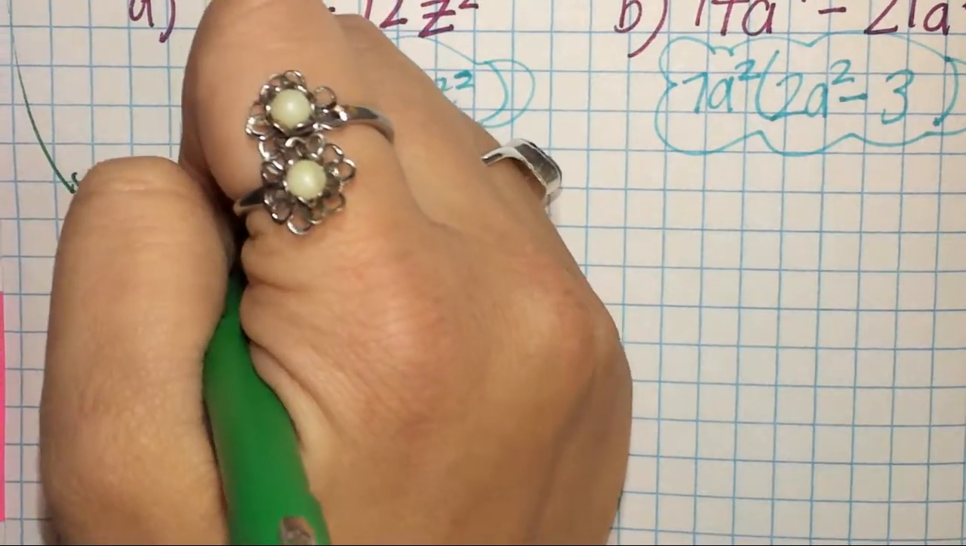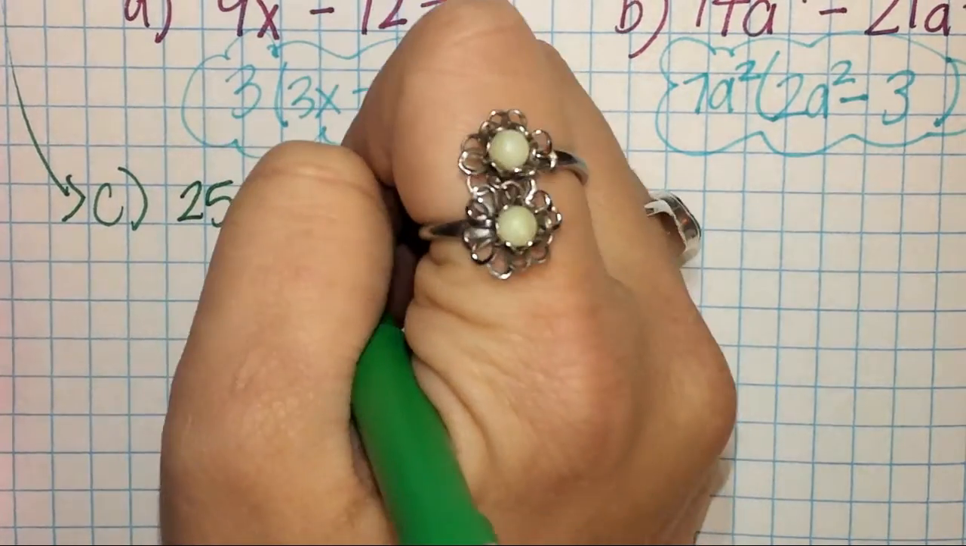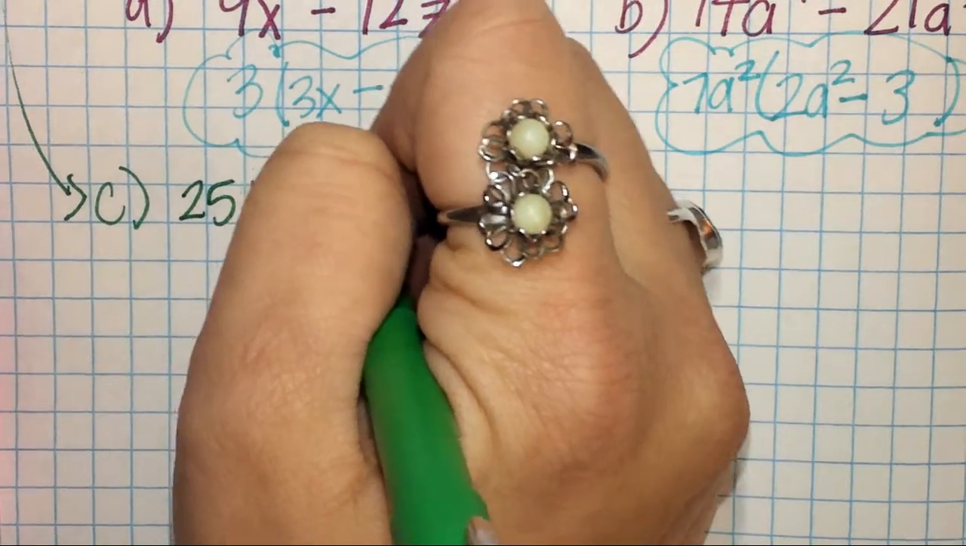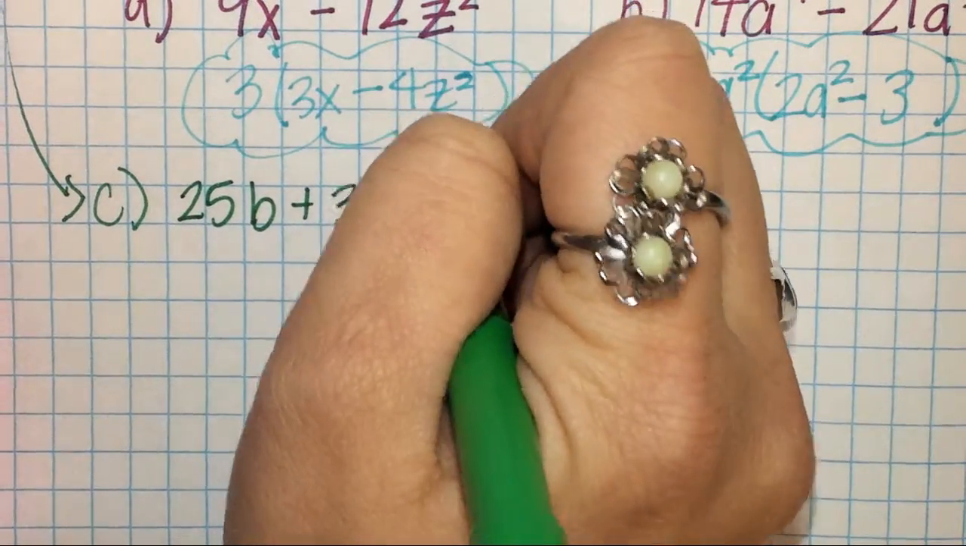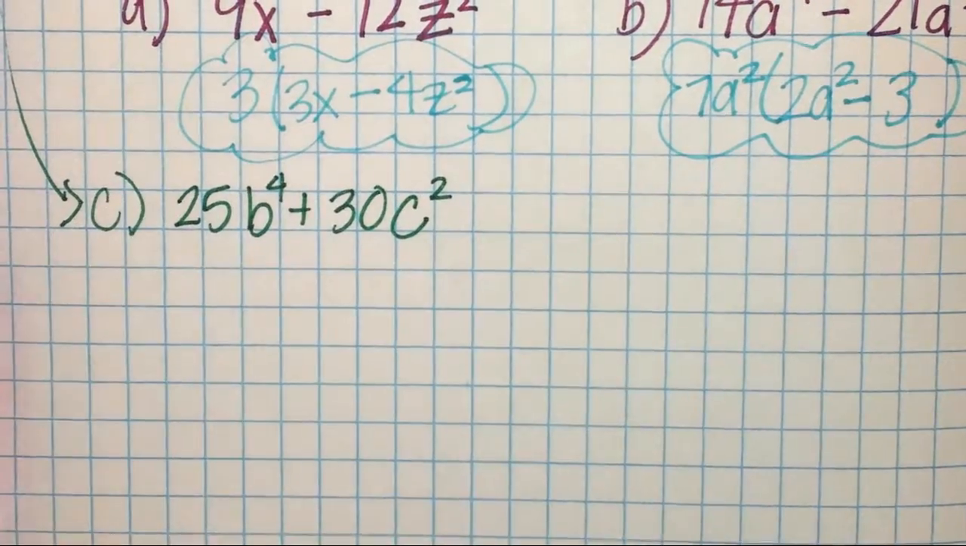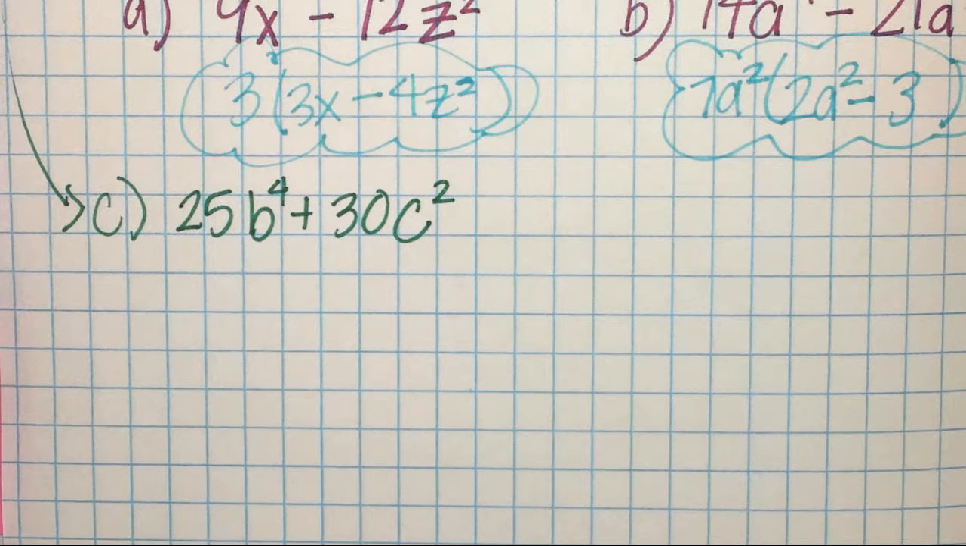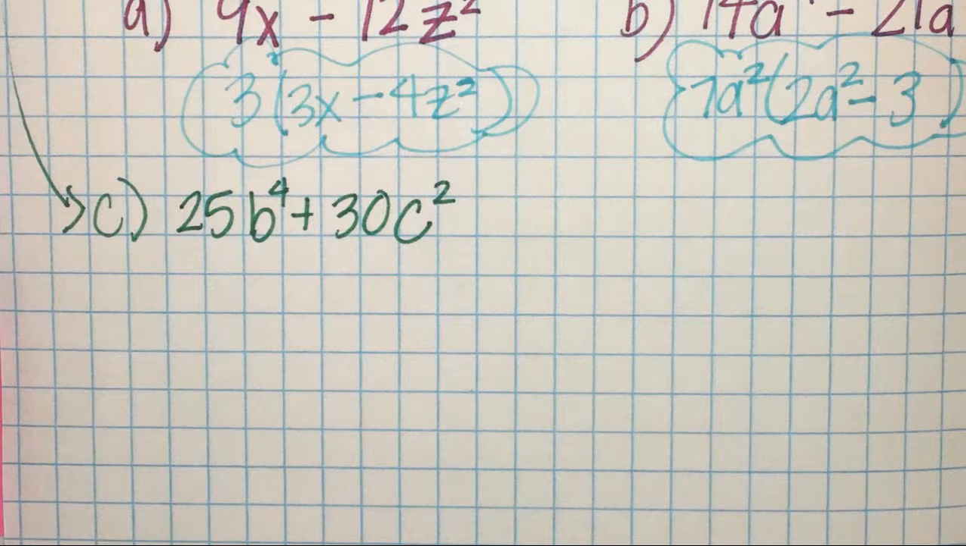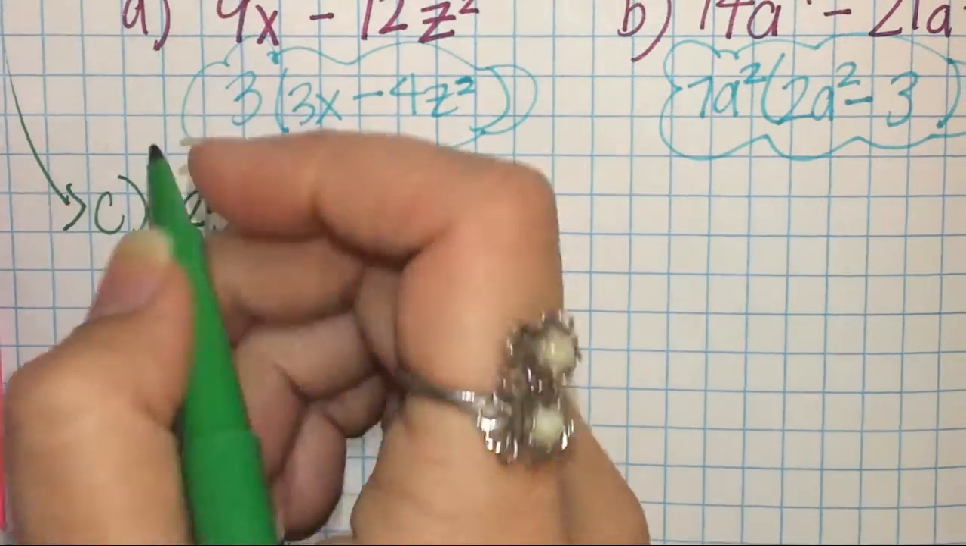So if my problem says 25b plus 30c squared, and b to the 4th. Let's just go crazy. So remember, the first thing we do is we find the biggest number that goes into both 25 and 30. And what's the biggest number that goes into both 25 and 30? It's 5. So we bring that to the outside.